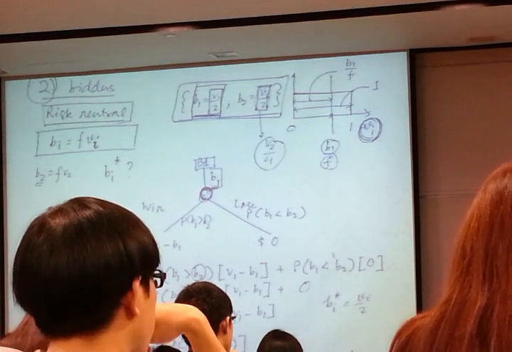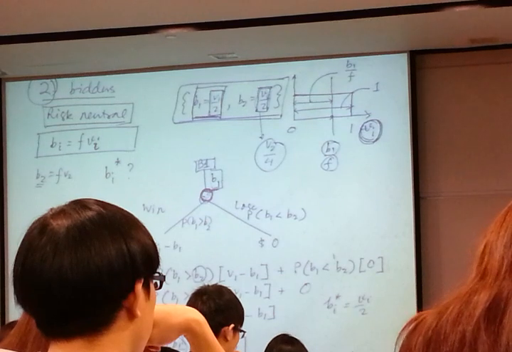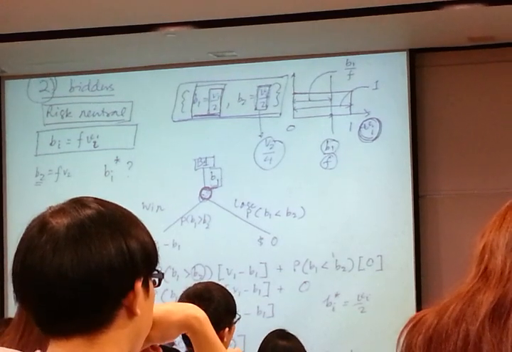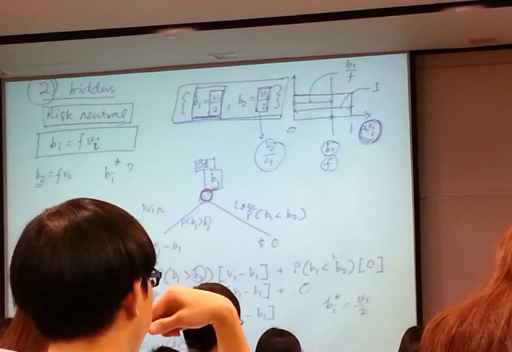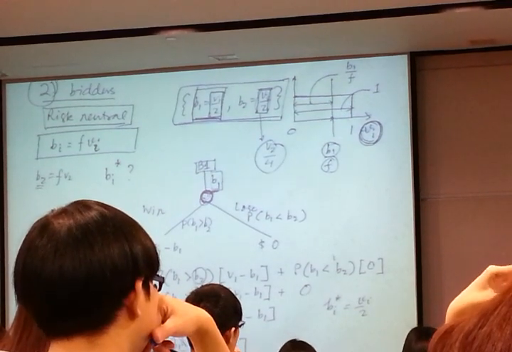Clearly, the guy with the highest valuation. And what price will he pay? He will pay half his valuation. Whatever his value is, he will pay half of it. That will be the equilibrium outcome of this game.